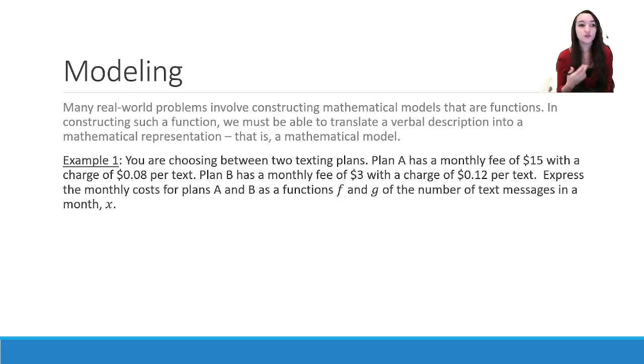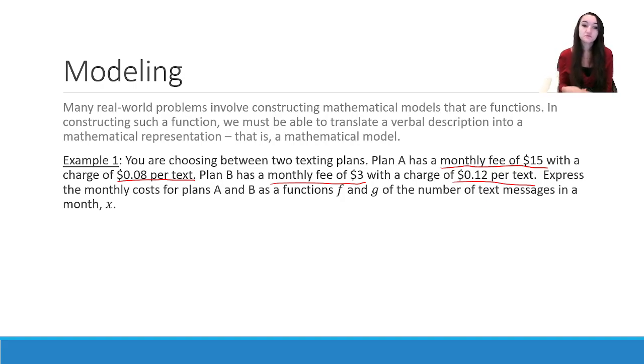Whenever working with these types of word problems where you're going to have to be building your own equation, my first step is always to underline the important terminology, important numbers, and what they represent. So in this case, I'm going to be underlining monthly fee of $15, 8 cents per text. Monthly fee of $3, 12 cents per text. And we want to think about what those numbers really mean for us, how that's going to lead to us building our model.